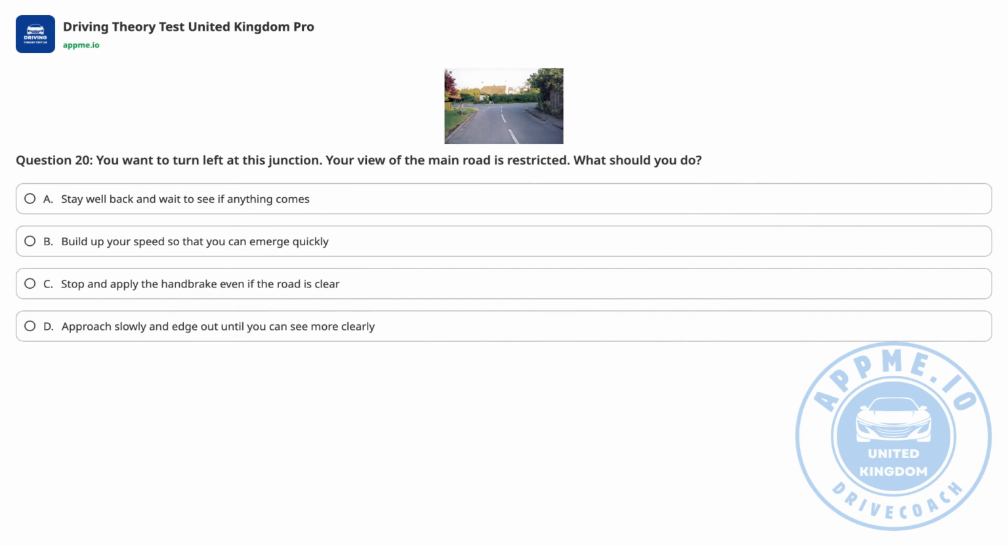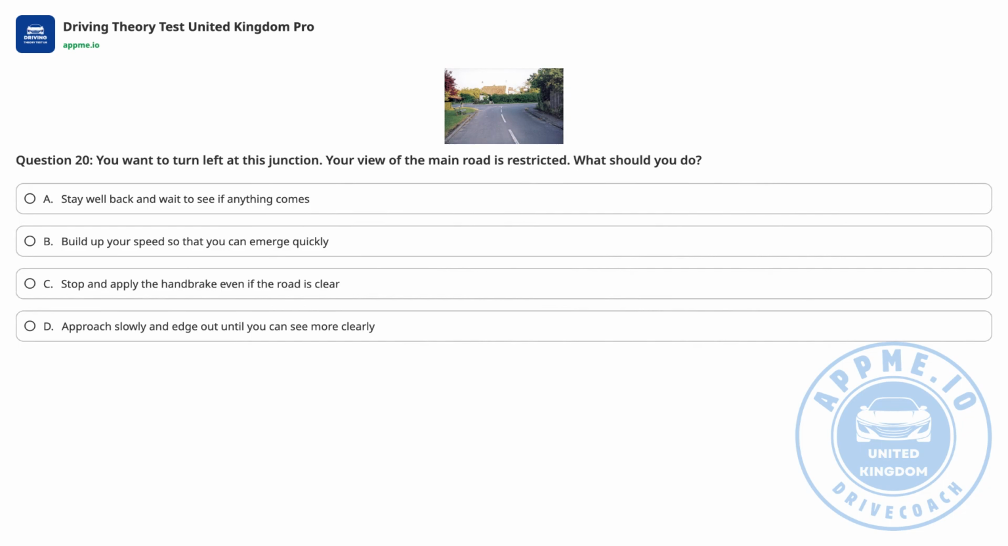Question 20. You want to turn left at this junction. Your view of the main road is restricted. What should you do? A. Stay well back and wait to see if anything comes. B. Build up your speed so that you can emerge quickly.